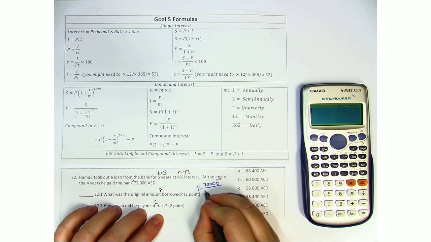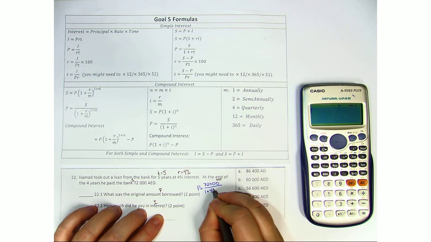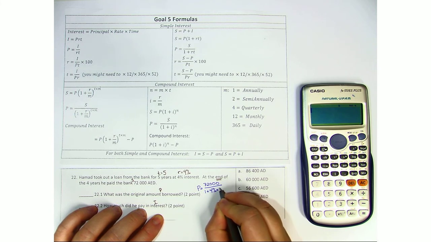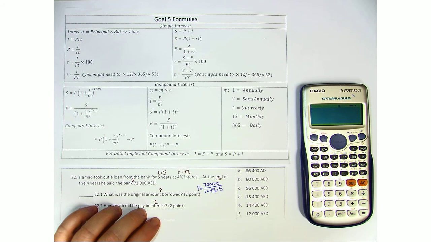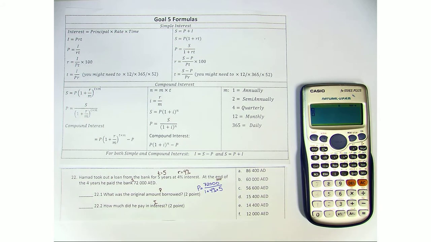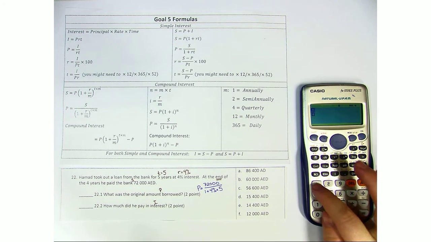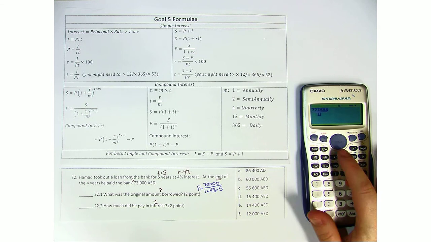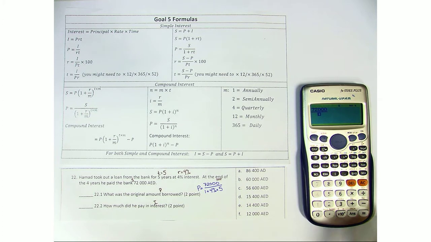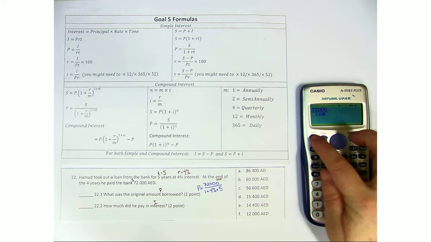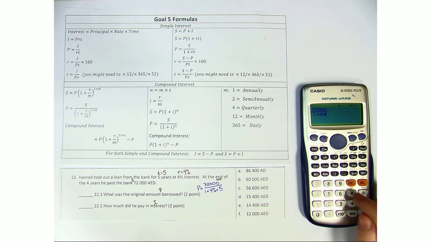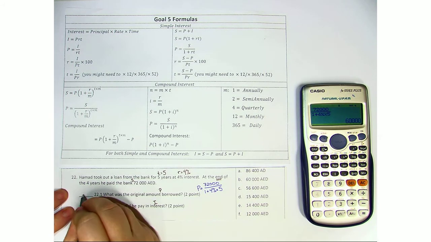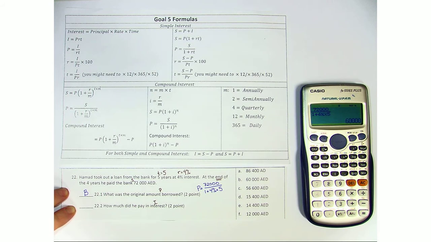72,000 divided by 1 plus R, 4%, multiplied by T, which is 5. So we'll start by setting up a fraction on our calculator. 72,000 goes in the numerator, or the top number, 1 plus 4% multiplied by 5 years. So what we get is that the principal is 60,000 dirhams. Now that's only our first step.